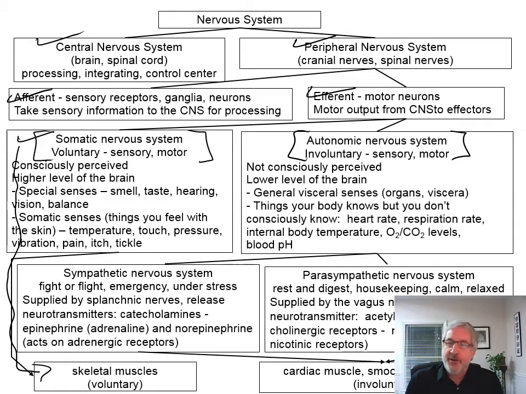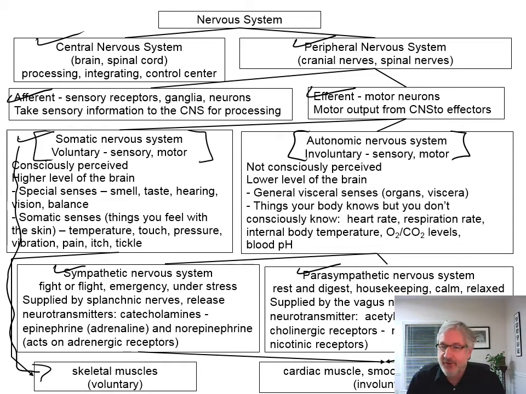The autonomic nervous system, the motor neurons from that control what's called the sympathetic nervous system and the parasympathetic nervous system. The sympathetic nervous system is your excitement kind of system. It's the fight or flight, the emergency, the under stress system. It's supplied by something called the splanchnic nerves. These release neurotransmitters called catecholamines, which are epinephrine, adrenaline, and norepinephrine, which act on what are called adrenergic receptors.